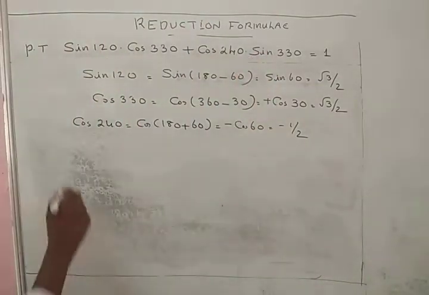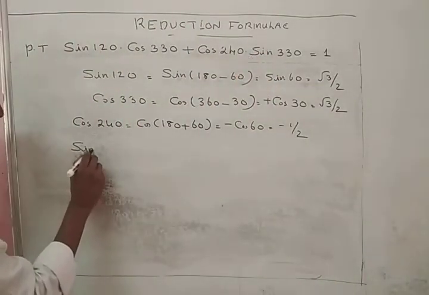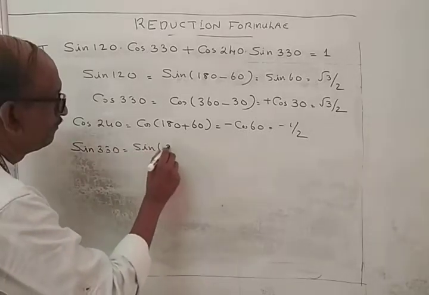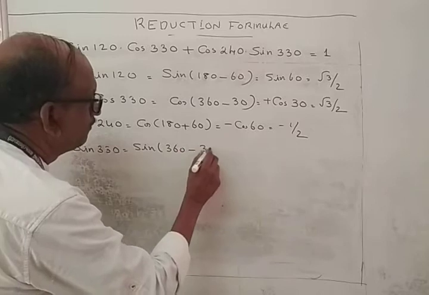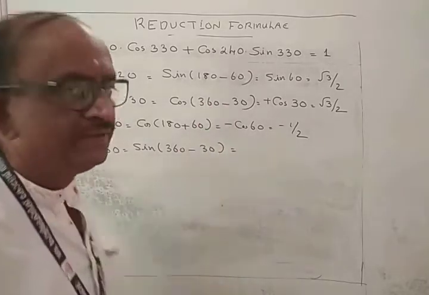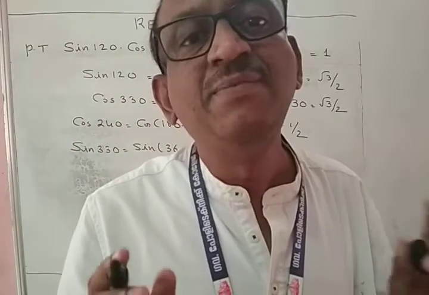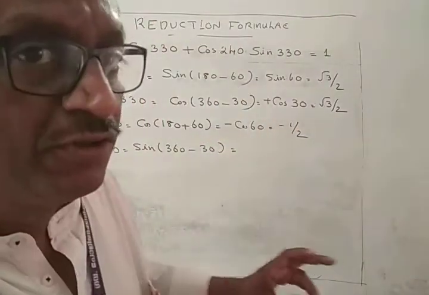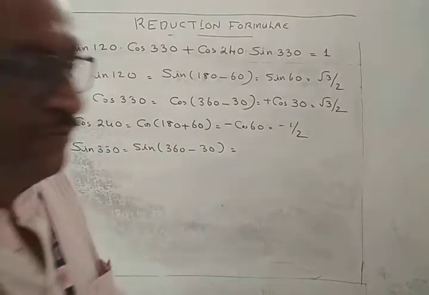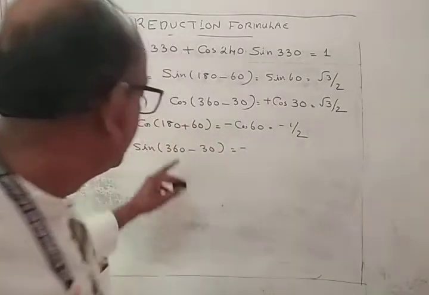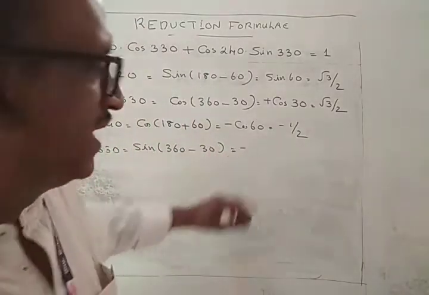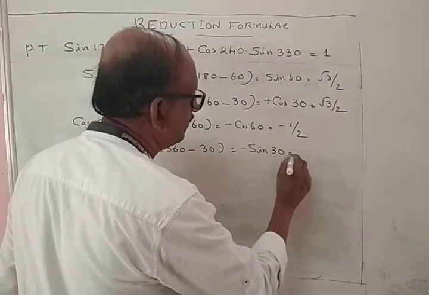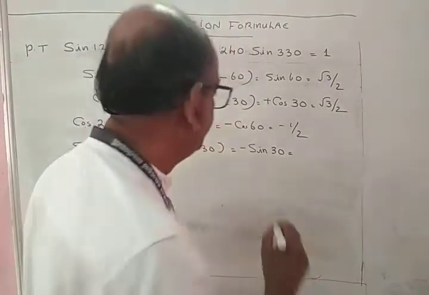Next is sin 330, which is the same as 360 minus 30. 360 minus 30 is in the fourth quadrant. In the fourth quadrant, sin is negative. Minus. Since the angle is 360, sin becomes sin. Sin 30. Sin 30 is 1 by 2.